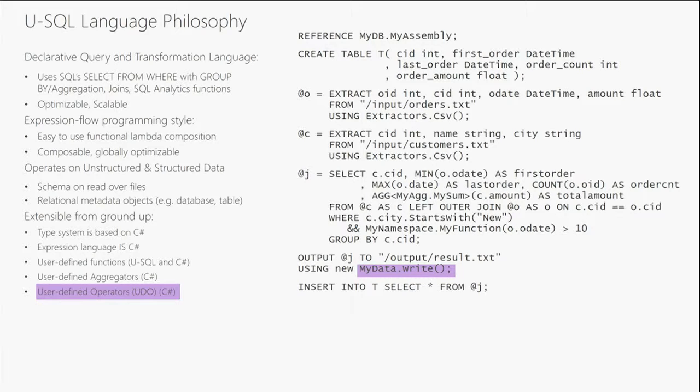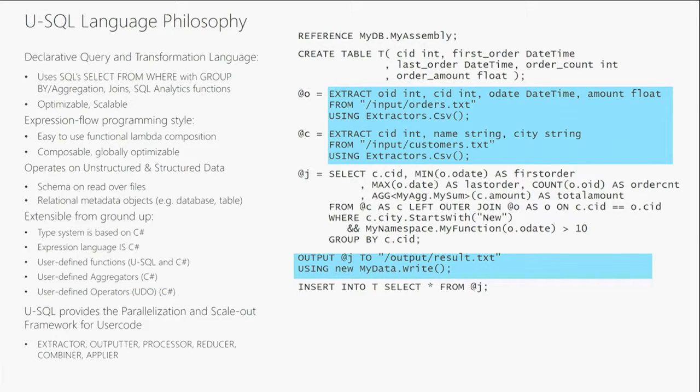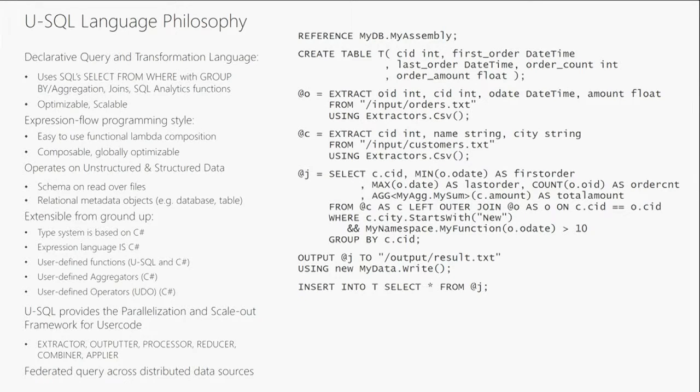So you've seen my use of an extractor and an outputter that is built in, but if you have specific data formats that you know you can process more efficiently, you can write your own extractors and outputters, for example, to do so. And we will take care in U-SQL to take these user-defined operators and scale them out over the amount of data that you really need to operate on. Also, we have the ability, as I mentioned earlier, to federate queries against other data sources as well.